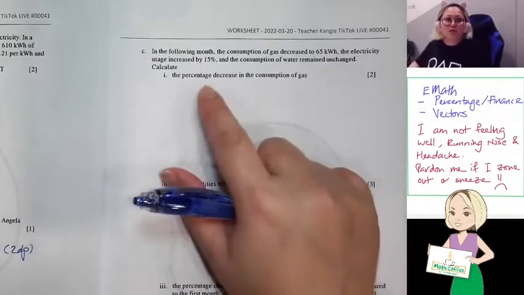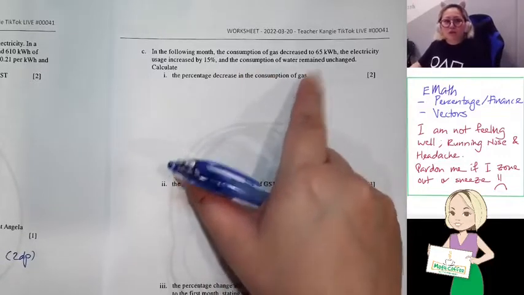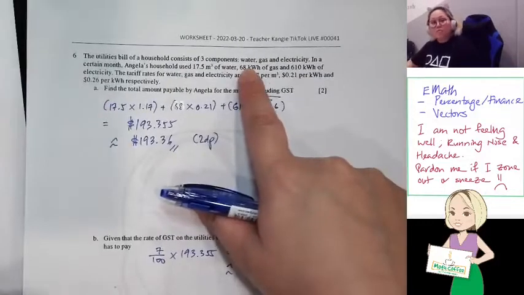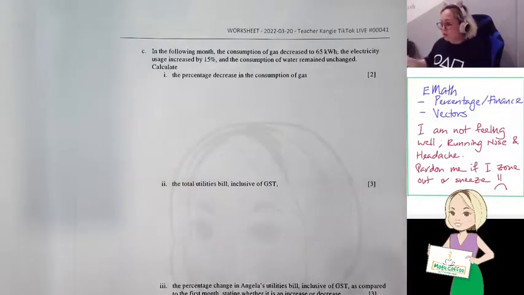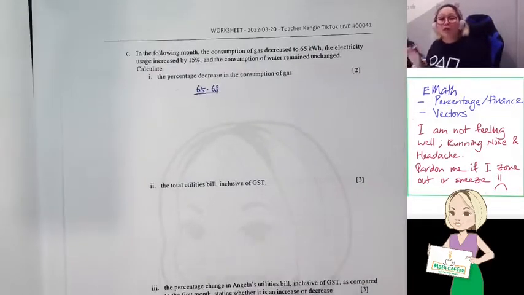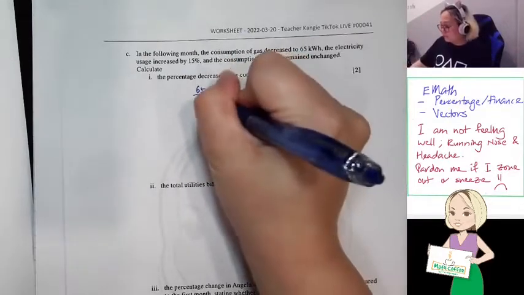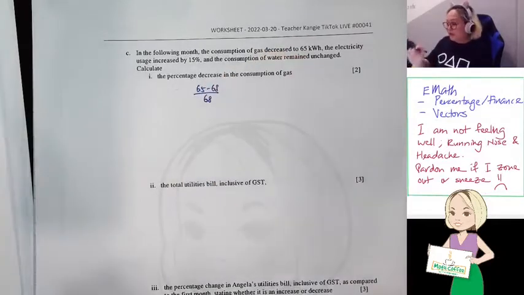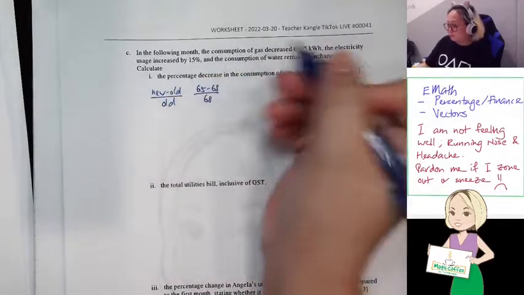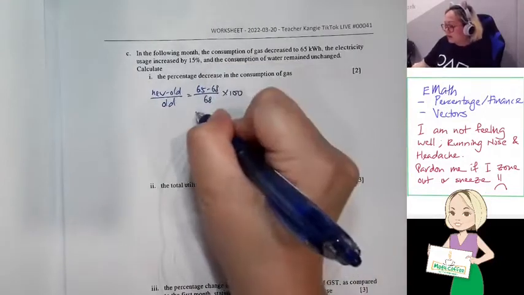Now they ask you to find the percentage decrease in the consumption of the gas. New is 65. The old was 68. Remember, I said use new minus old. So I will take 65 minus 68 over the old. Old means compared to the previous month, which is 68. Take the new minus old, new minus old over old, then times 100.